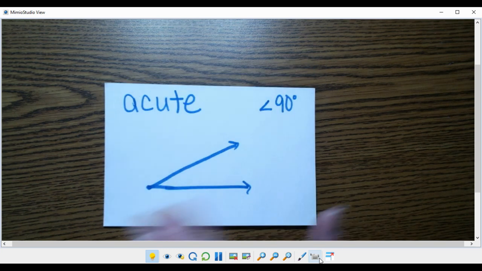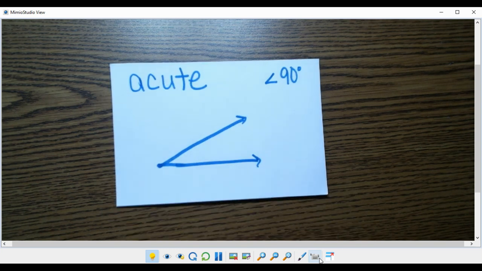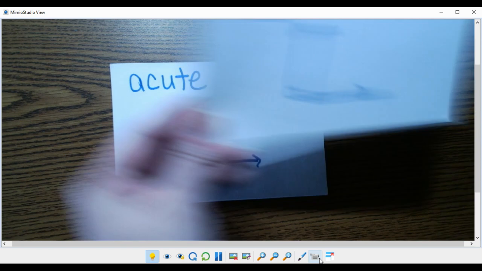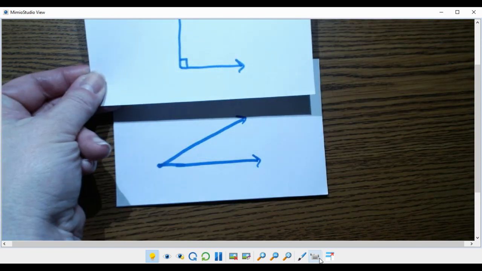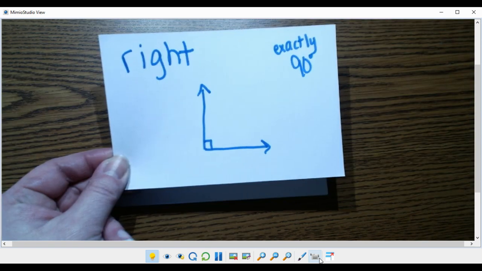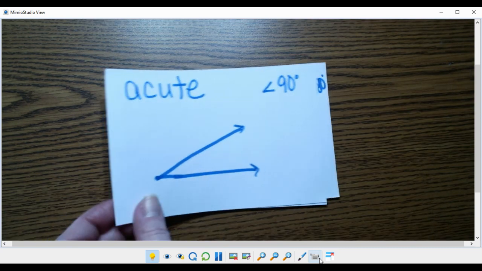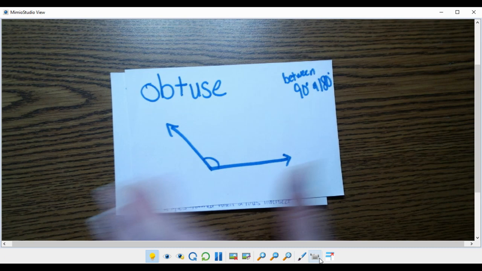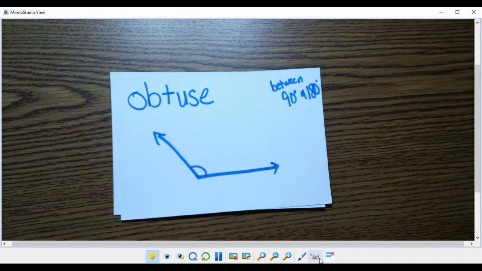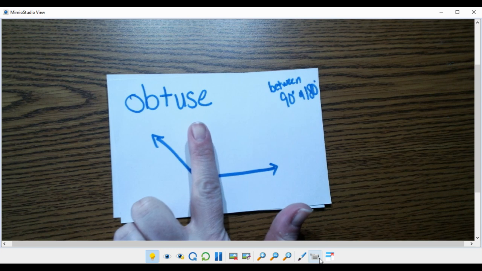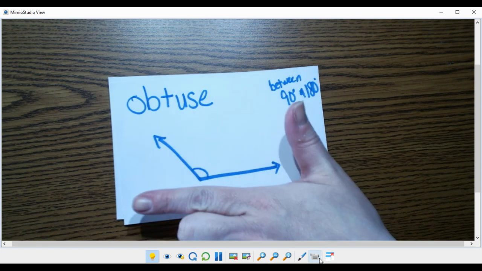Then we have an acute angle, which is less than 90 degrees. If we compare it to the right angle, it's smaller. You could fit multiple acute angles in there. And the opposite of that then, if this is smaller, we have an obtuse angle. Now, generally we say that it's larger than 90, but we need to amend that definition a little bit and say that it's between 90 and 180. It's between the straight up and down and the straight side to side.